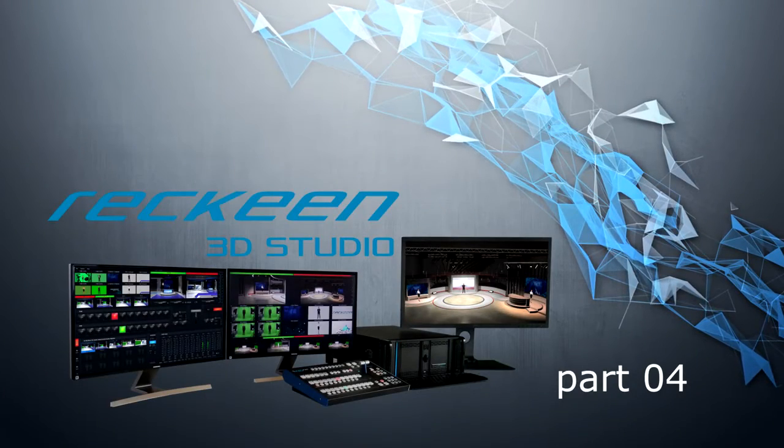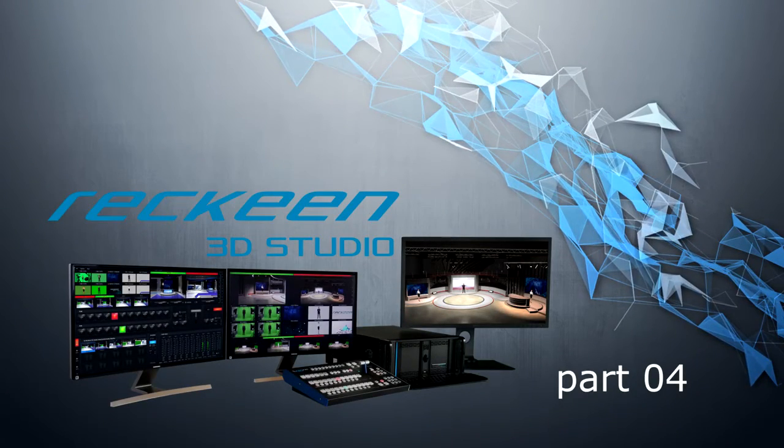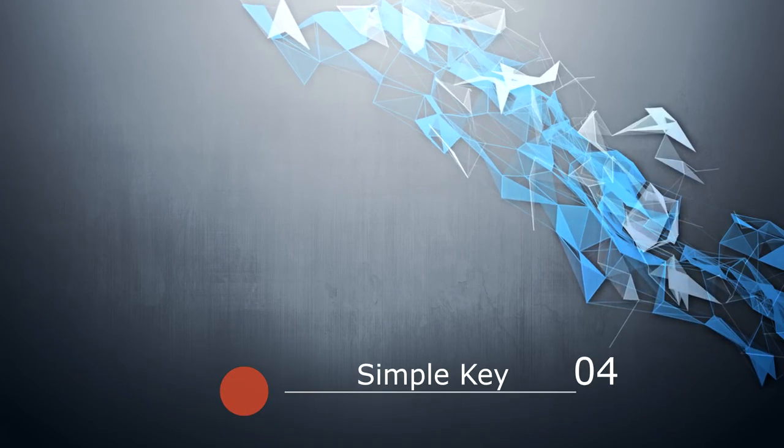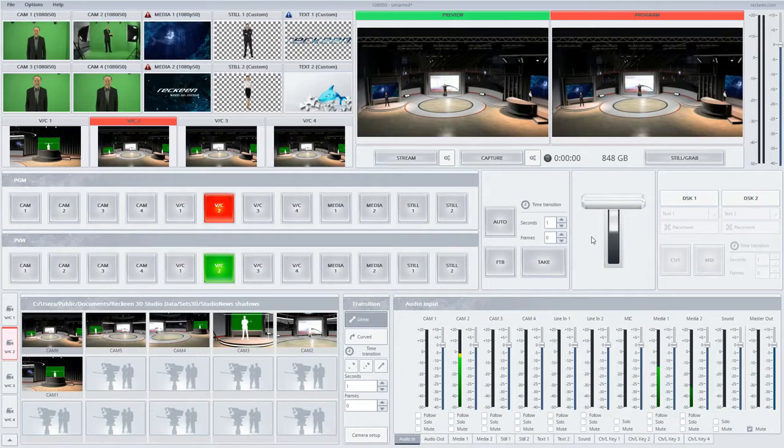Greetings! Today I'm going to show you Rekin system and its 3D production module. Simple Key. You will learn how to key an image. We will key a live signal from the first camera, Cam 1.